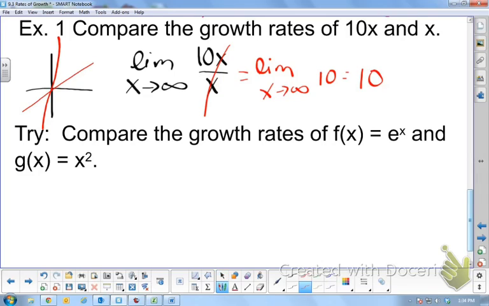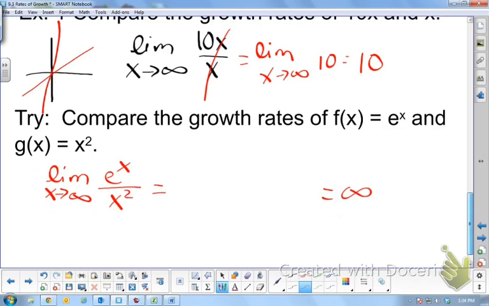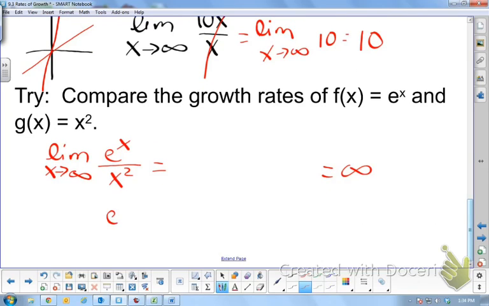Okay, so it looked like most of you chose to do e to the x over x squared. You could have done x squared over e to the x and you would just get 0 instead. We have e to the x over x squared. What did you end up having to use? L'Hopital's rule. When we go through the whole L'Hopital's process, we get infinity. And then you have to make your conclusion. What can you conclude because our answer came out infinity? That e to the x is growing faster.